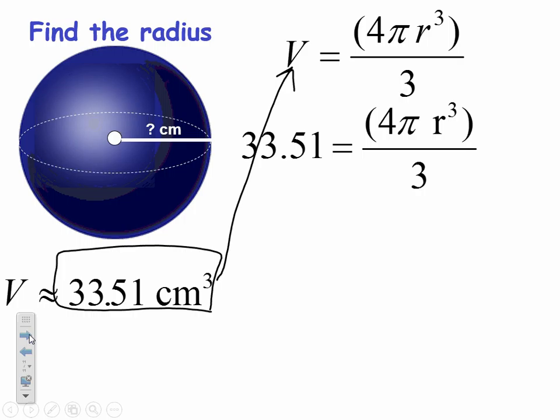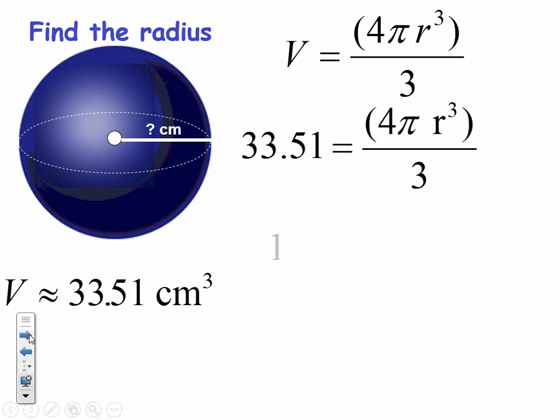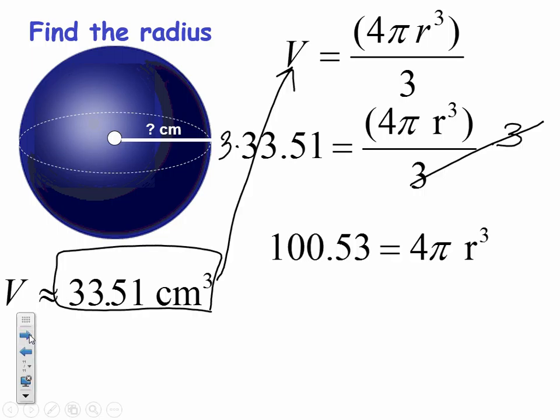Now to undo my steps here to get the r alone, maybe I would multiply by 3 to get rid of the dividing by 3. So my next step here is 100.53 equals 4 pi r cubed. Divide by 4 pi, and you get 8 equals r cubed. That was me dividing by 4 pi.